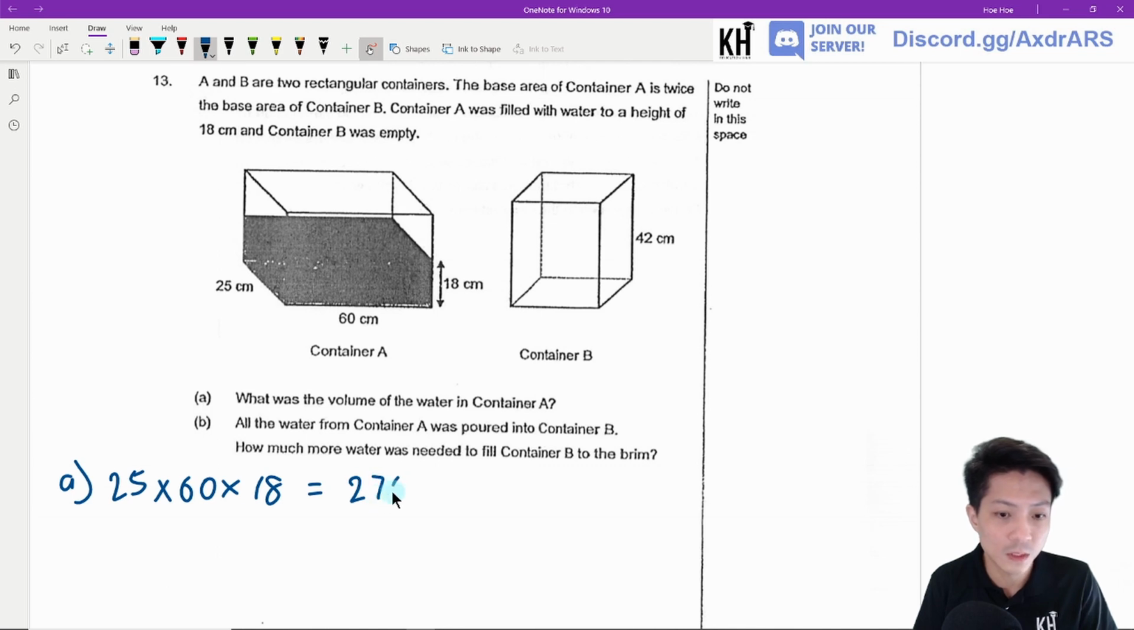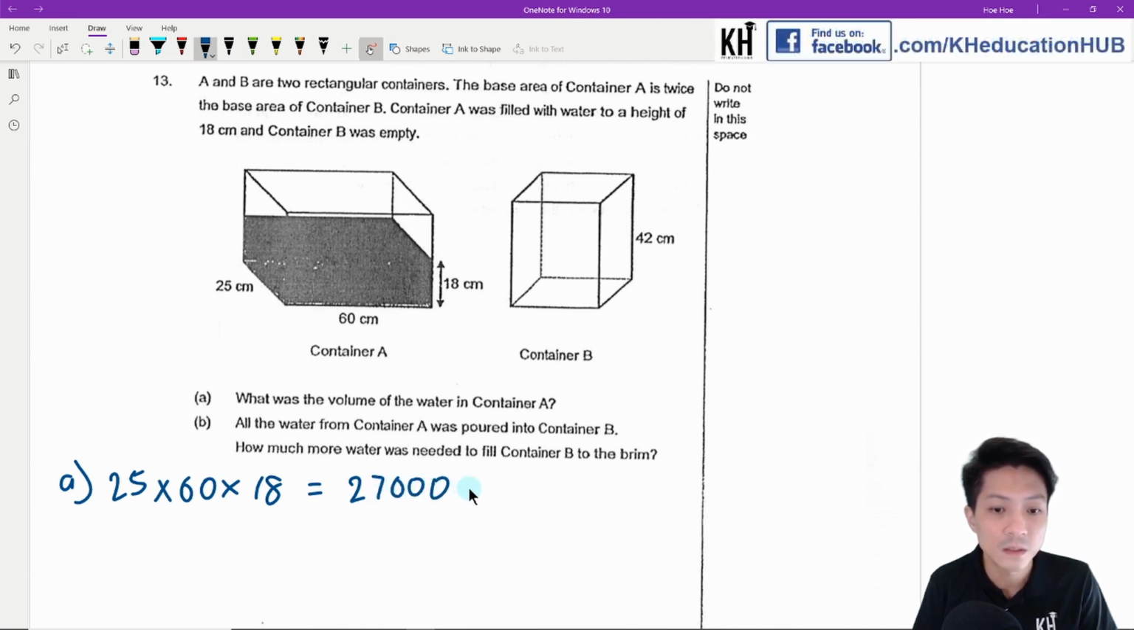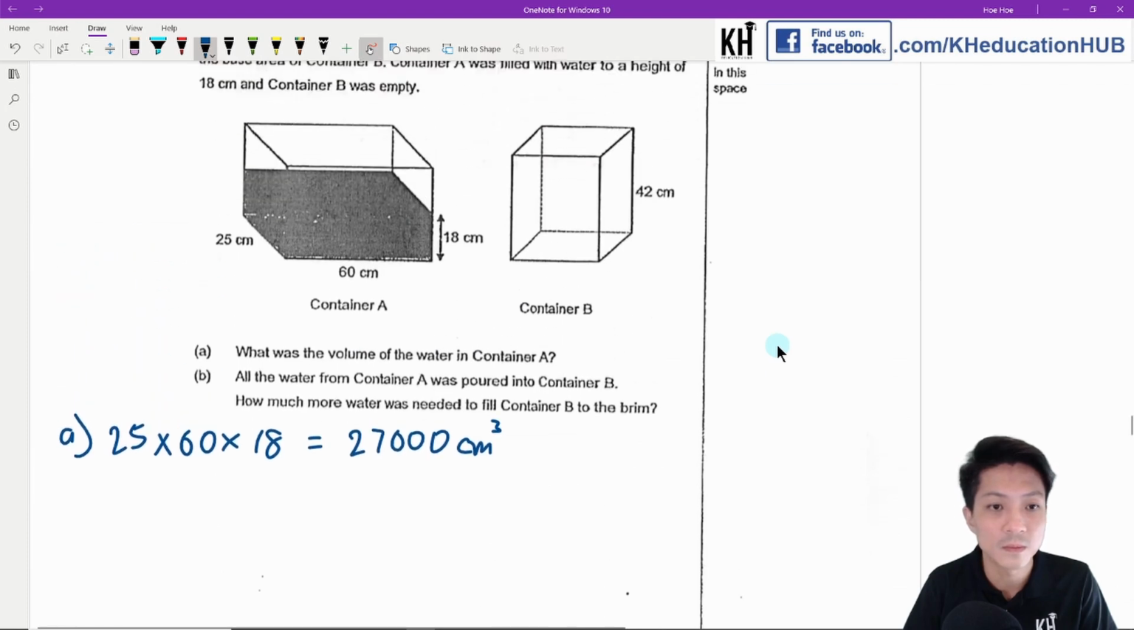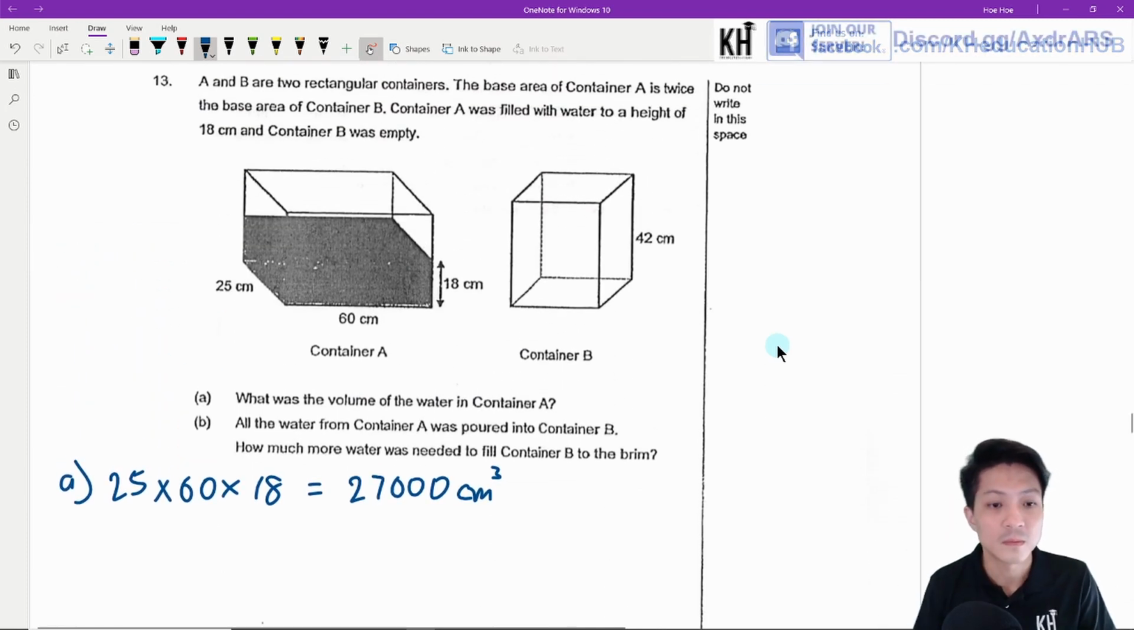Okay, 27,000 cubic cm. Okay, for part B, all the water from container A was poured into container B. How much more water was needed to fill container B to the brim?